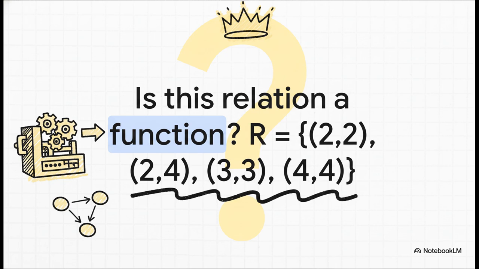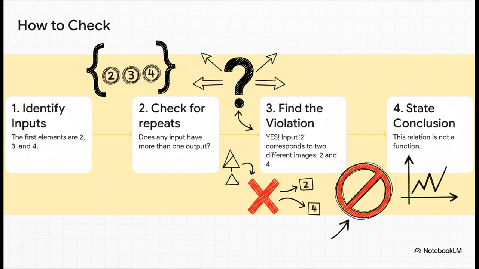Remember that golden rule we talked about? Let's break it down. First, what are our inputs? Looking at the first number in each pair, we've got 2, 3, and 4. Okay, now let's check them. The input 3 points to 3. Cool. The input 4 points to 4. Also cool. But wait, look at the input 2. It points to 2, but it also points to 4. Uh-oh, there's our indecisive input. It's breaking the rule. So, what's the verdict? It's a relation, but no way is it a function.